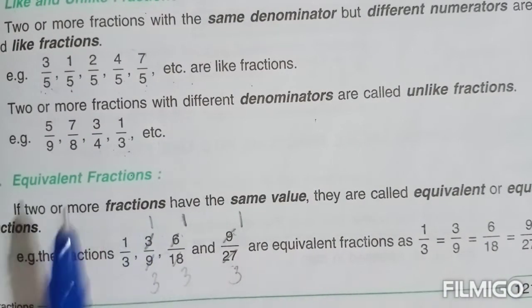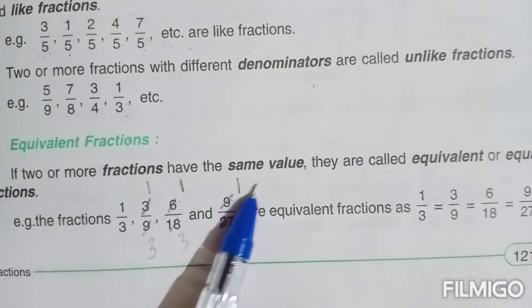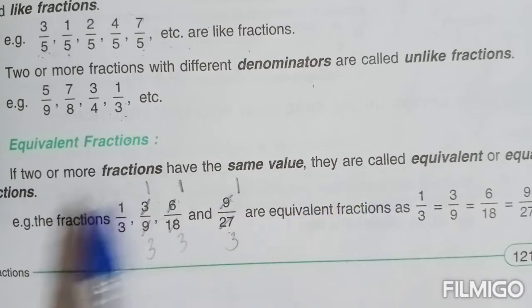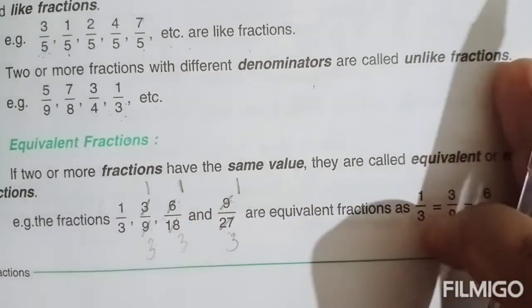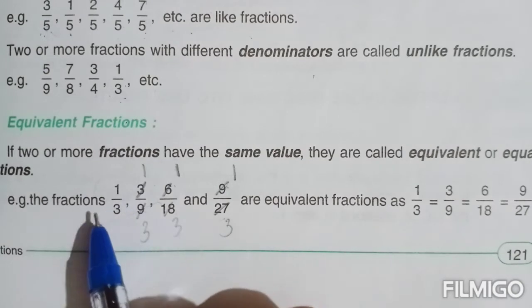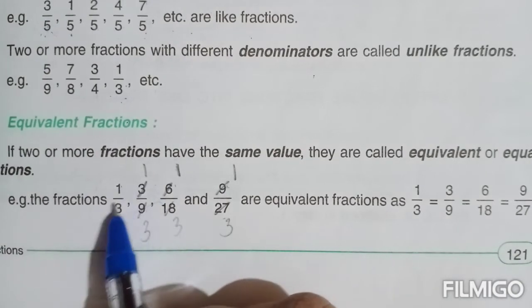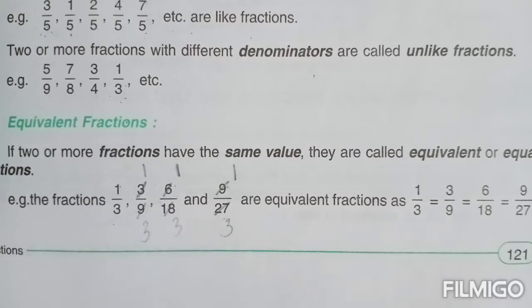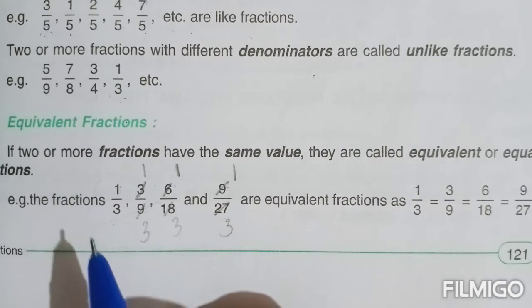Fifth one, equivalent fractions. If two or more fractions have the same value, they are called equivalent or equal fractions. Let us take this example, 1 by 3. This fraction is in its lowest term, 1 by 3. We can't reduce it further.